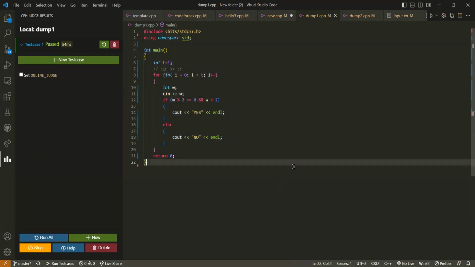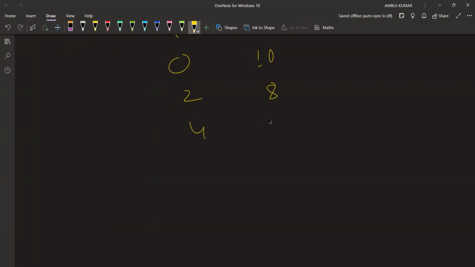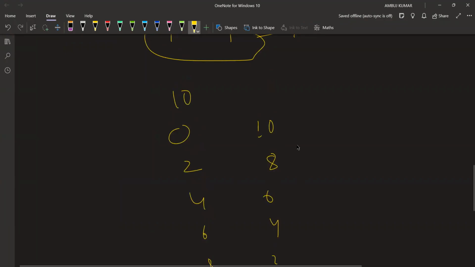Sir, one more question. If you want to also solve how many pairs are possible and what will be those pairs, how do we find that? We can also do that. Let's say your number is 10. So the first possible pair is 0 and 10. Next possible pair is 2 and 8. Then 4 and 6, 6 and 4, 8 and 2, and 10 and 0. So we can do it like this.